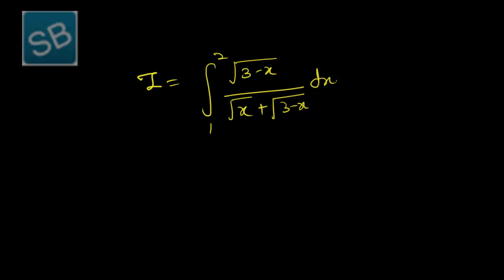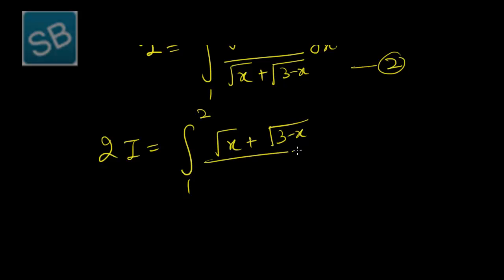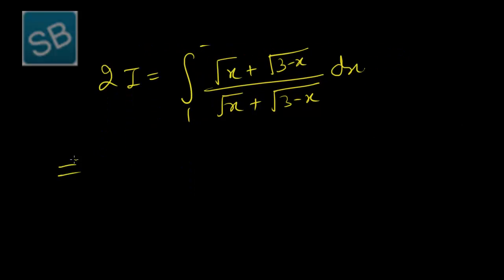So by adding these two, we get 2I = the integral from 1 to 2, that is given by number 2, and in the starting I, that is number 1. So by adding these two, we get under root x plus under root (3 - x) over under root x plus under root (3 - x) dx. So you can see that the denominator and numerator become the same. So by using this theorem, we will get the solution of such type of problem very easily.